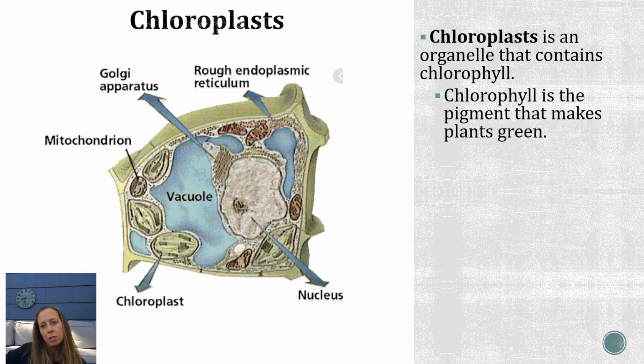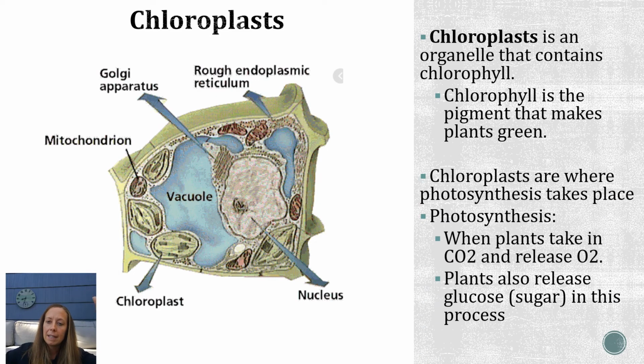Chloroplast is the next one. So chloroplast, this is our last organelle that's different in plants, right? And chloroplasts are going to contain chlorophyll, and chlorophyll is what makes plants green. All right. The chloroplast, which you already know this, is where plants undergo photosynthesis. Okay, so photosynthesis takes place in the chloroplast.